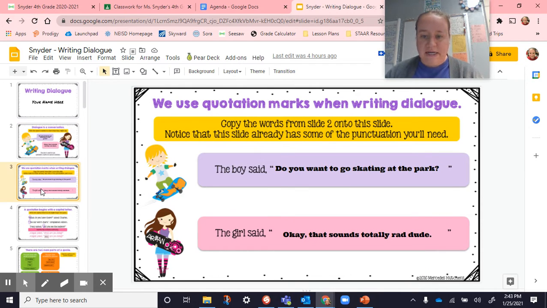But when we start writing them out, like in our papers, we want to be able to show who is speaking. We use tags. So 'the boy said' tells us that the boy is the one that said that. He says, 'Do you want to go to the skating park, or do you want to go skating at the park?' And then the girl said, 'Okay, that sounds totally rad, dude.' Giving them those tags and putting those quotation marks gives the reader information about who is saying what.